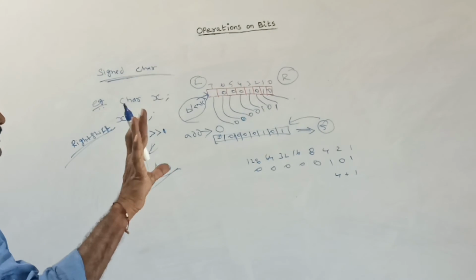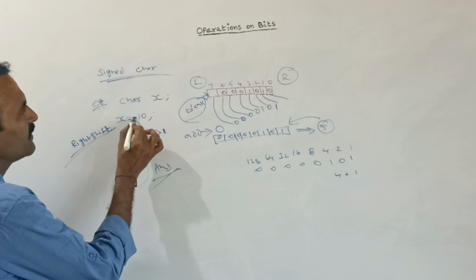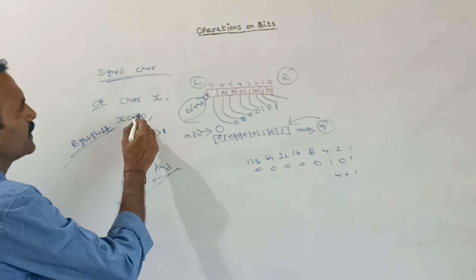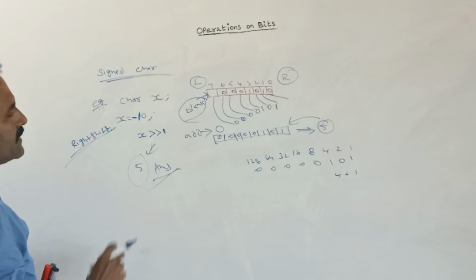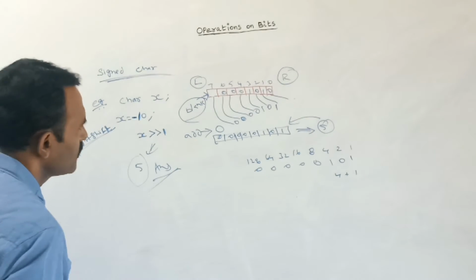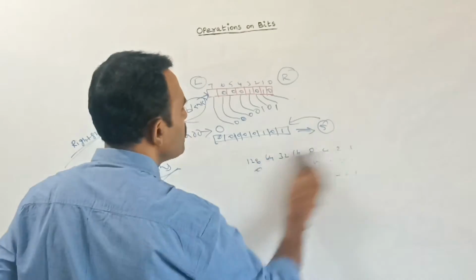Now let us see about the minus value, minus 10. Suppose you are giving minus 10. Previously we had seen the plus 10, and now I am giving minus 10. Same right shift operation. Here I am right shifting one position, so the binary values will change.